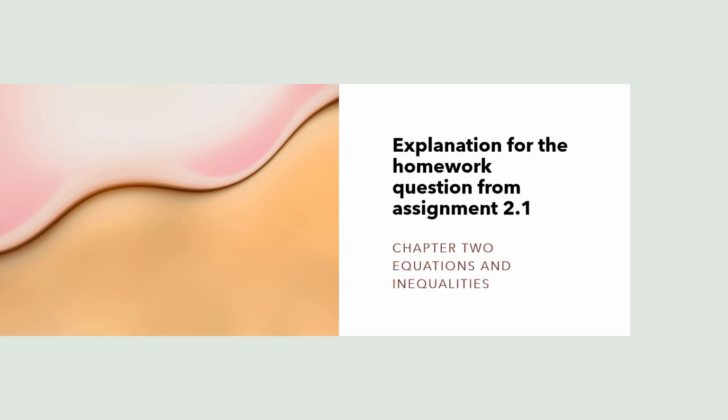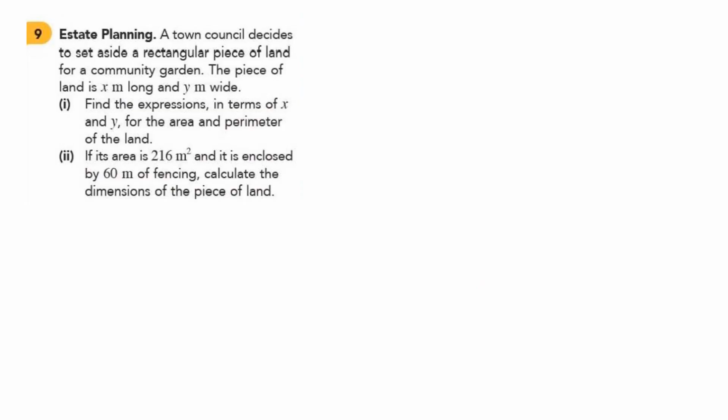Right, in this video, I'm going to provide the explanation for the homework questions from assignment 2.1. Let's look at this question. A town council decides to set aside a rectangular piece of land for a community garden. The piece of land is x meter long and y meter wide.